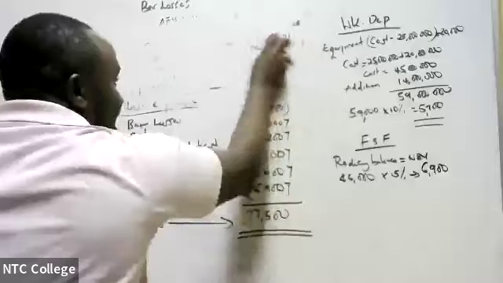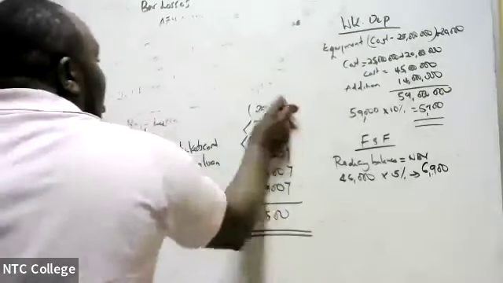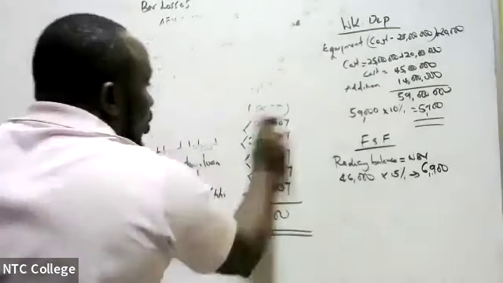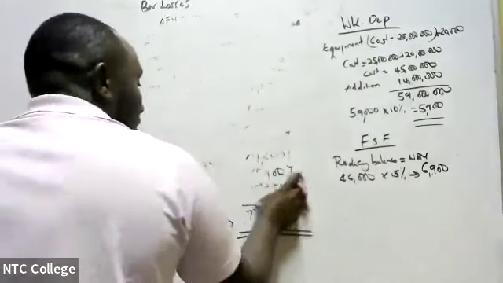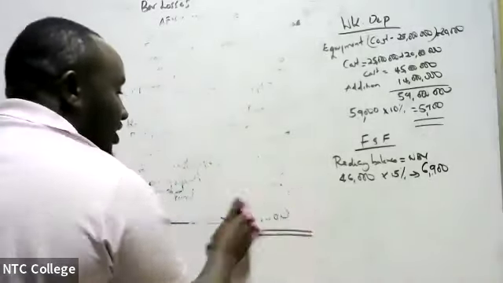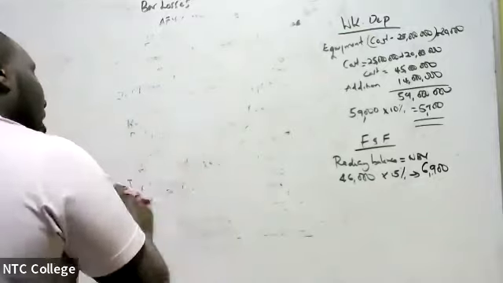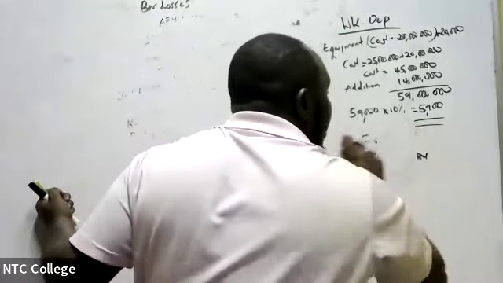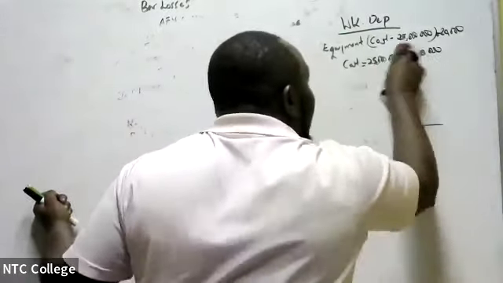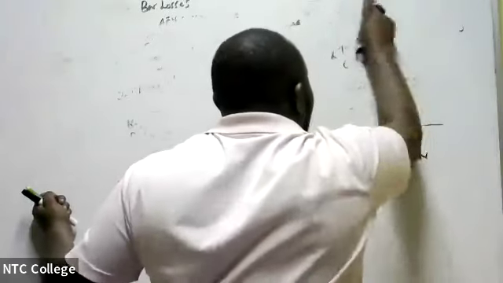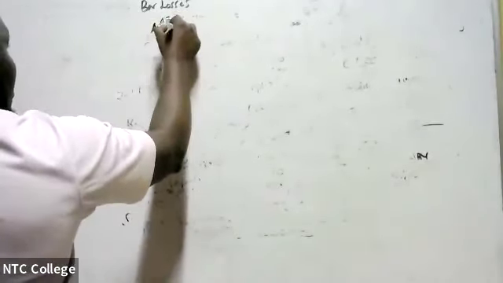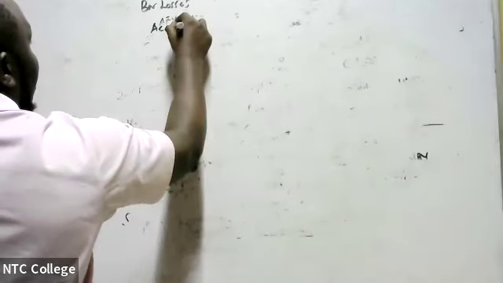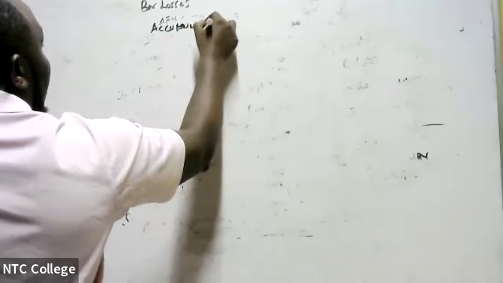We don't have capital at start, and that is the accumulated fund at start. Capital at start is what we call accumulated fund at start. So the capital, what we call accumulated fund at the start.